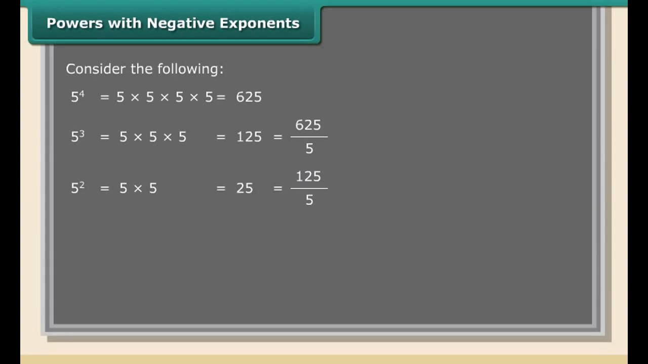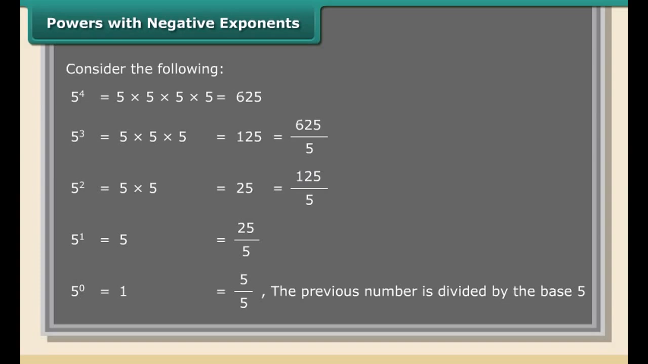Consider the following. 5 raised to the power 4 is equal to 5 × 5 × 5 × 5, which is equal to 625. 5 raised to the power 3 is equal to 5 × 5 × 5, which is equal to 125, which is equal to 625 upon 5. 5 raised to the power 2 is equal to 5 × 5, which is equal to 25, which is equal to 125 upon 5. 5 raised to the power 1 is equal to 5, which equals 25 upon 5. 5 raised to the power 0 is equal to 1, which equals 5 upon 5.